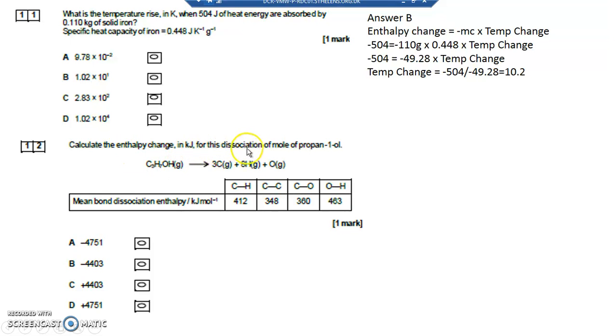Calculate the enthalpy change in kilojoules for the dissociation of 1 mole of propan-1-ol. So 1 mole of propan-1-ol into 3 carbon atoms, 8 hydrogen atoms, and 1 O atom. So you're given the bond dissociation enthalpy, how much energy is needed to break a bond on average, mean. So when they're bonded to different kinds of atoms, then the bond enthalpy changes, but on average, this is what the value of these bonds are. This is how much energy in kilojoules per mole is needed to break these bonds.